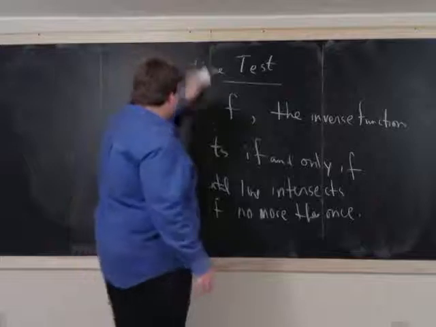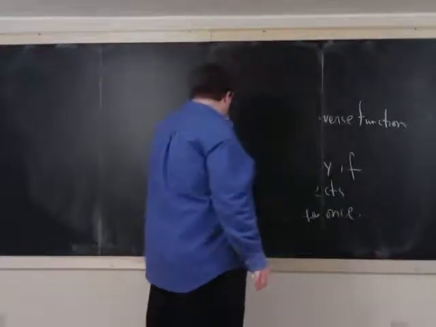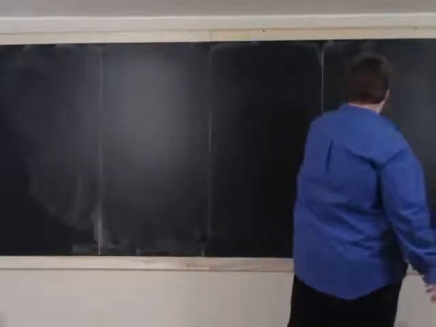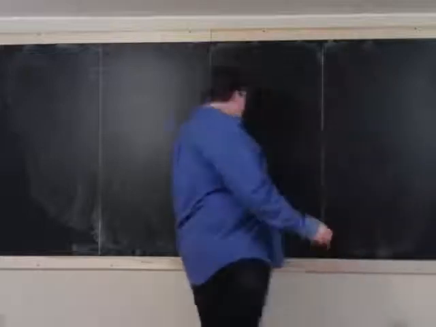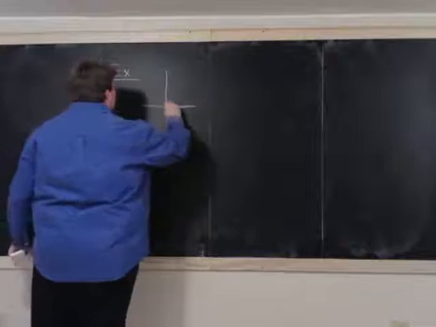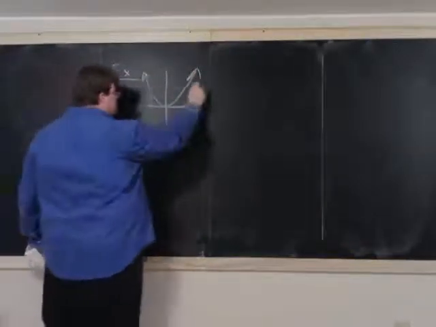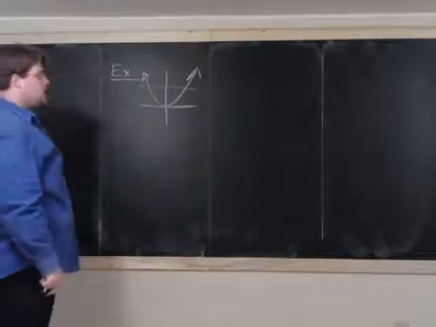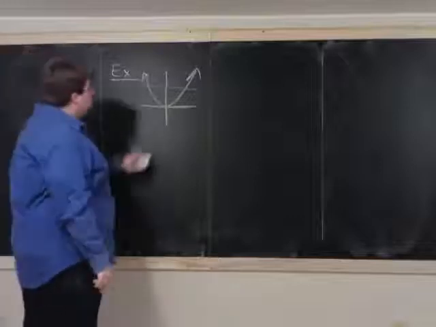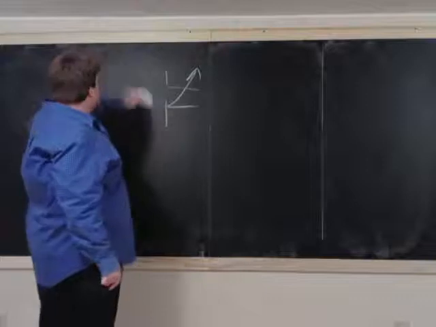And we can see that in the x squared example. In the x squared example, if we just looked at the graph, an inverse here doesn't exist because this graph does not satisfy the horizontal line test. But what you can always do is restrict the domain so that the horizontal line test is satisfied.